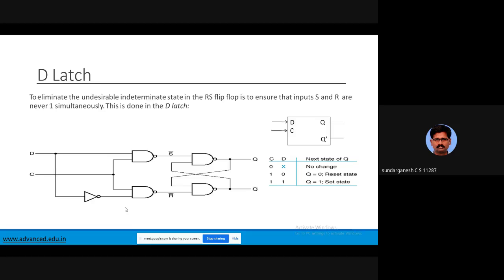So these are intermediate states, so I am cancelling this. Okay. So when D equal to 0, Q equal to 0. And D equal to 1, Q equal to 1. Only two states are available in the SR flip-flop, either 0, 1 or 1, 0. These two states are eliminated because of this inversion. So when D equal to 0, Q equal to 0. When D equal to 1, Q equal to 1. So this is the working principle of D latch. SR latch is modified into D latch. Okay.